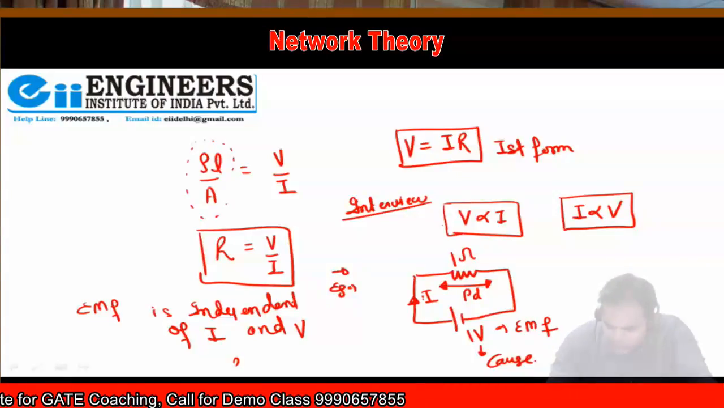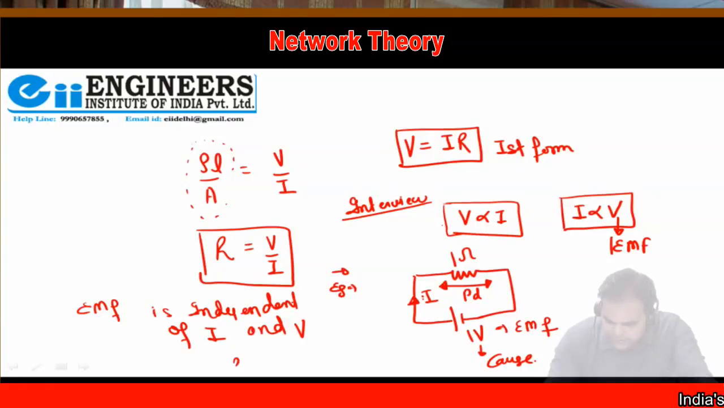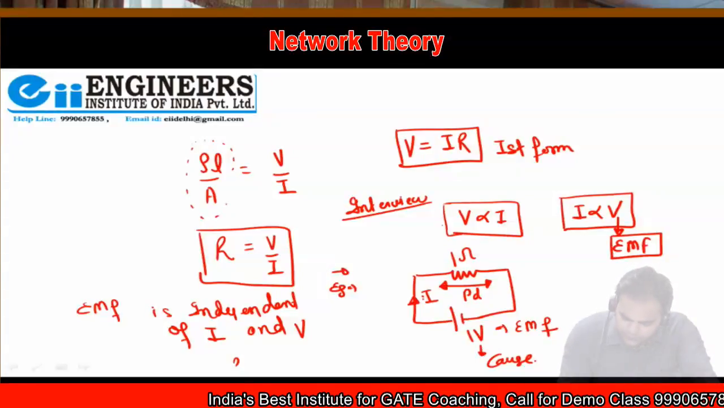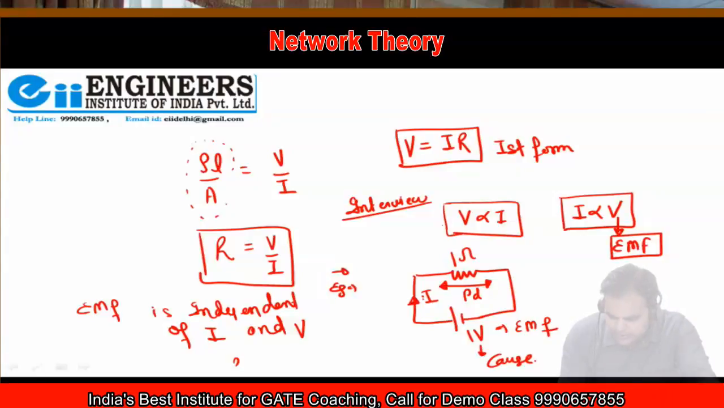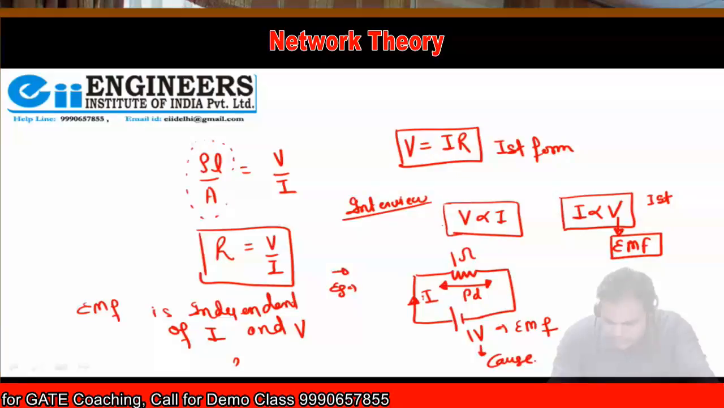The first is I proportional to V, where V is the EMF. Because of EMF, current is generated. The current flowing in the circuit is because of EMF. So I proportional to V is the first.